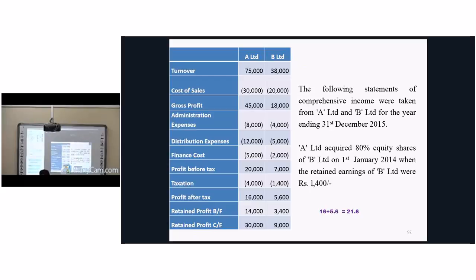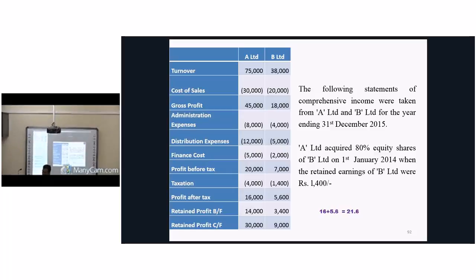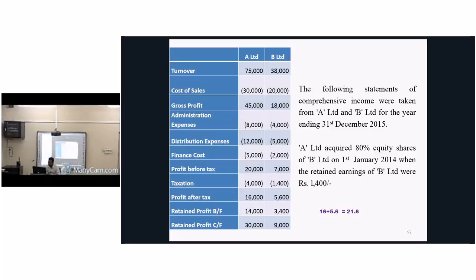Why? The total parent profit is 16,000 for the year. The total parent's profit will be entitled to the group. The subsidiary earned 5.6 profit or 5,600. Out of that we can get only how much? 80%, but again not the total, only after acquisition. Because on the acquisition date we had 1,400 profit, now total profit for the year is 5,600. So we can take a general formula for this.